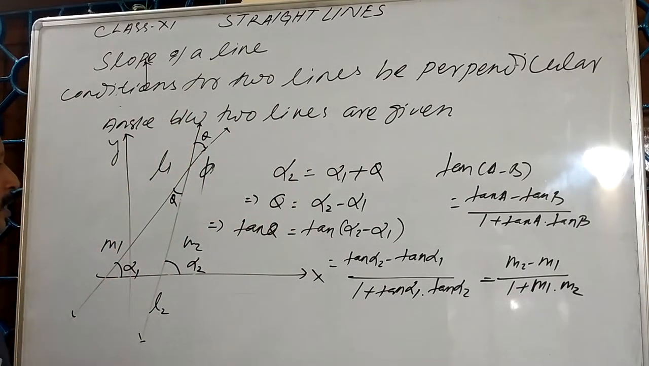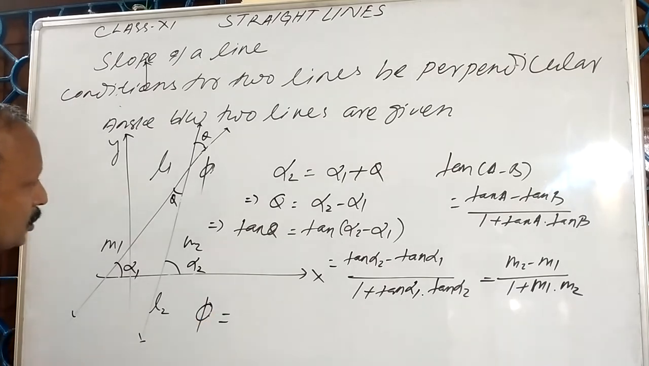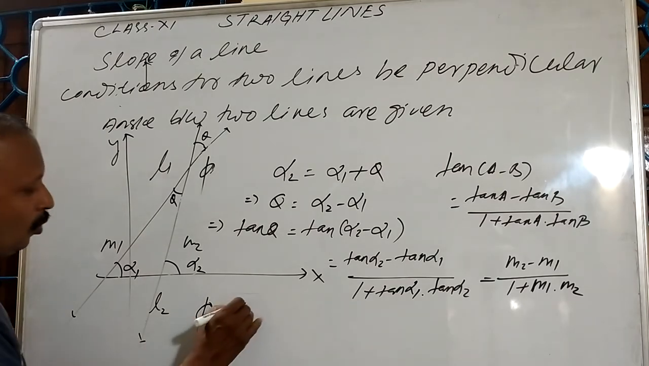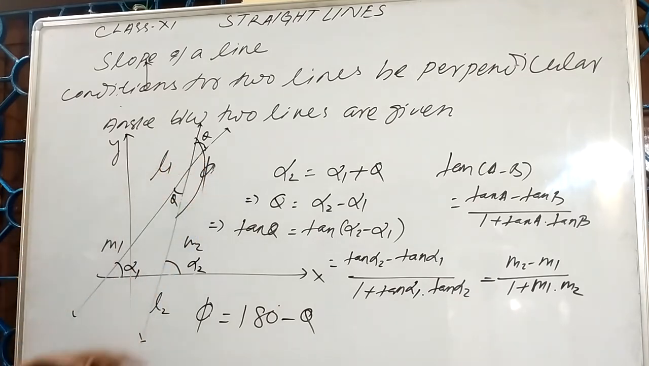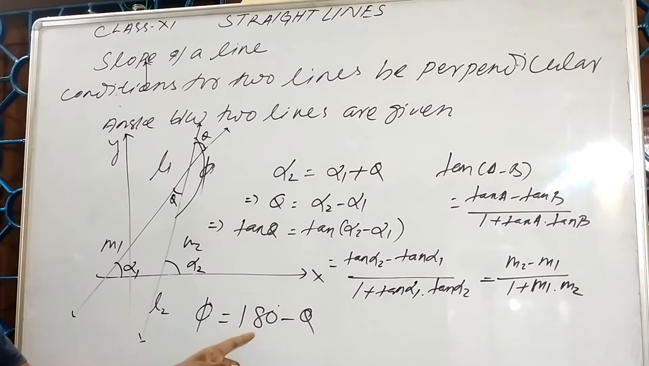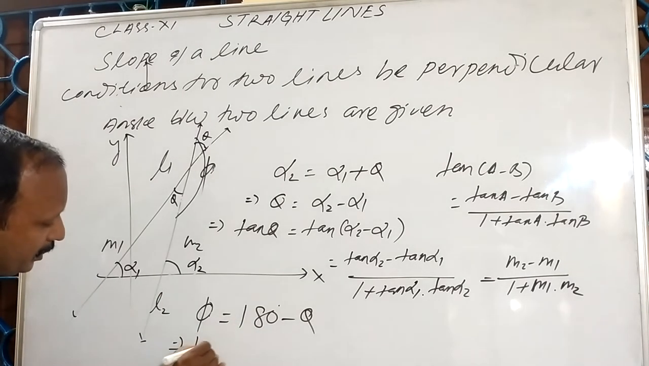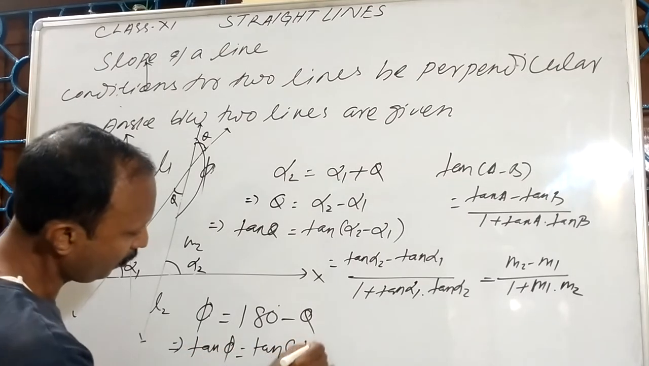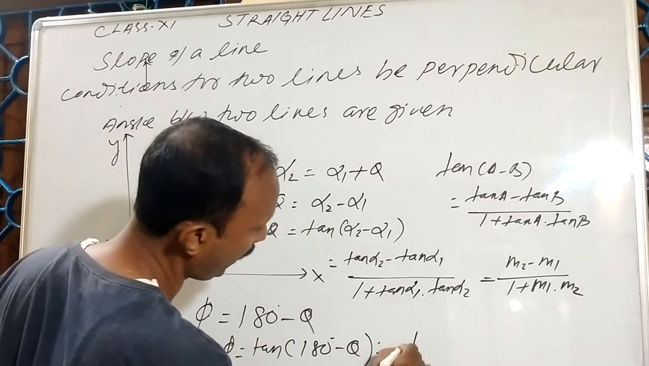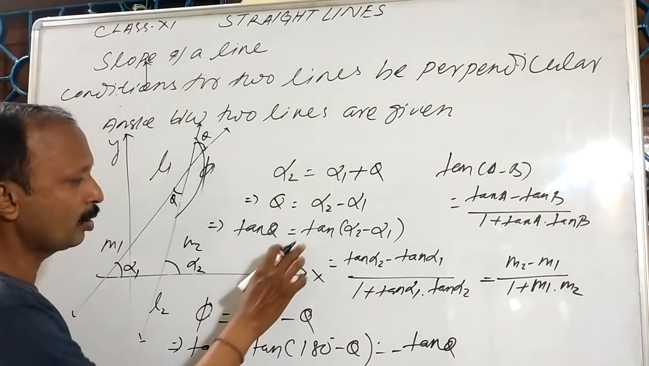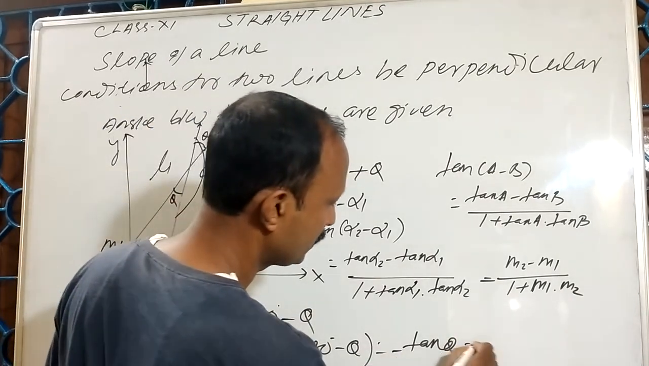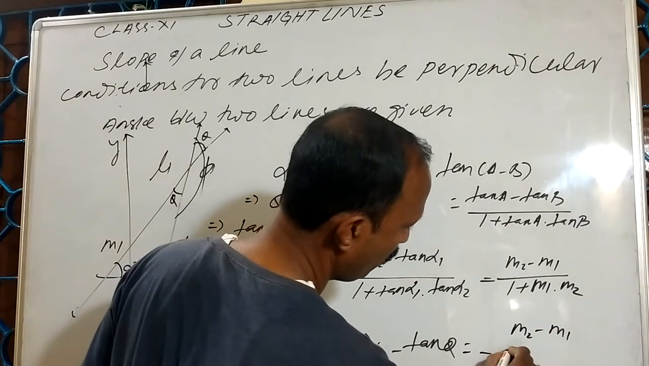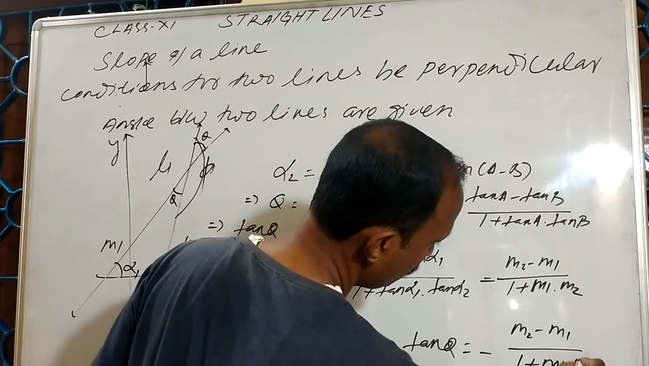Suppose I consider this phi, what will happen here? Phi is equal to how much? Can you tell me? Now listen carefully. So I can say that phi is equal to 180 degrees minus theta, because this is a linear angle of 180 degrees. This is the theta, so definitely phi is equal to 180 degrees minus theta. So tan phi is equal to tan of 180 degrees minus theta, which is equal to minus tan theta. Here I got tan theta is equal to M2 minus M1 upon 1 plus M1 into M2. Here I got this is minus of M2 minus M1 upon 1 plus M1 into M2.